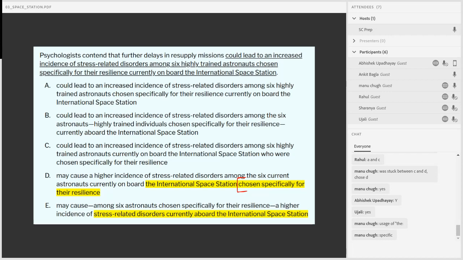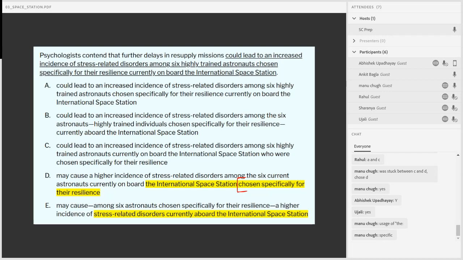I think we're referring to those 6 specific astronauts because if you look at the meaning of the sentence, they're talking about resupplying of those astronauts, right? So if they're not resupplied, then they could face higher incidence of stress-related disorders. So only those 6 specific. I mean, that's where the number 6 comes from. Those. Now I got it, sir. I think so. Hold on, sorry. Let Manu finish and then we'll come to you.